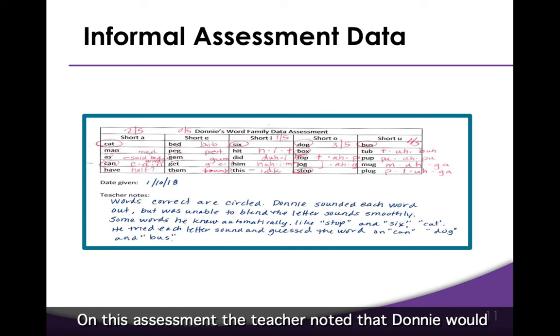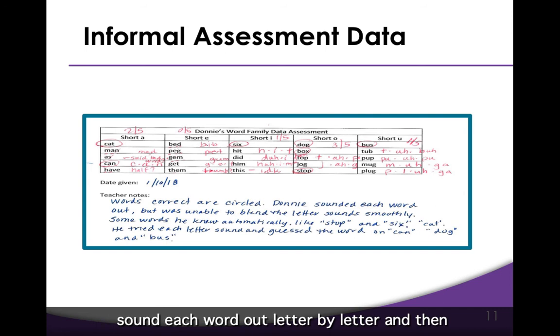On this assessment, the teacher noted that Donnie would sound each word out letter by letter and then would guess at the word. He got 2 out of 5 short A words correct, none of the short E words, 1 out of 5 of the short I words, 3 out of 5 of the short O words, and 1 out of 5 of the short U words. His average for the assessment was 7 out of 25 words, or about 28%. 7 out of 25 is his baseline data point for this skill. This is where Donnie is currently performing on the skill today.